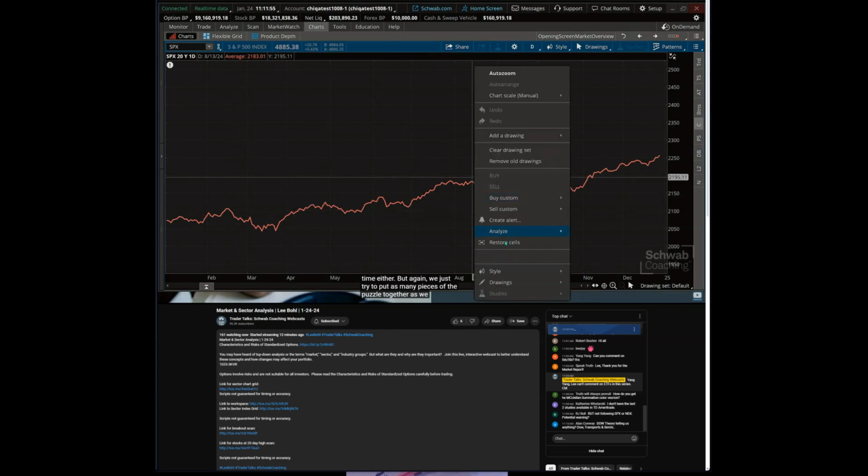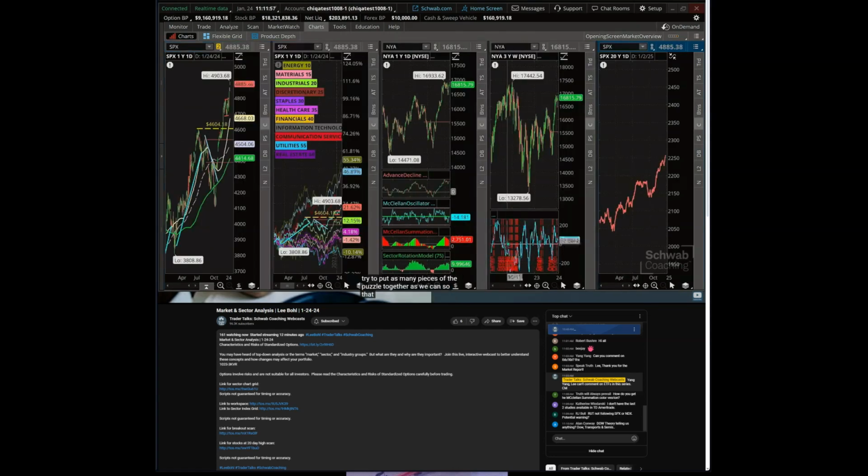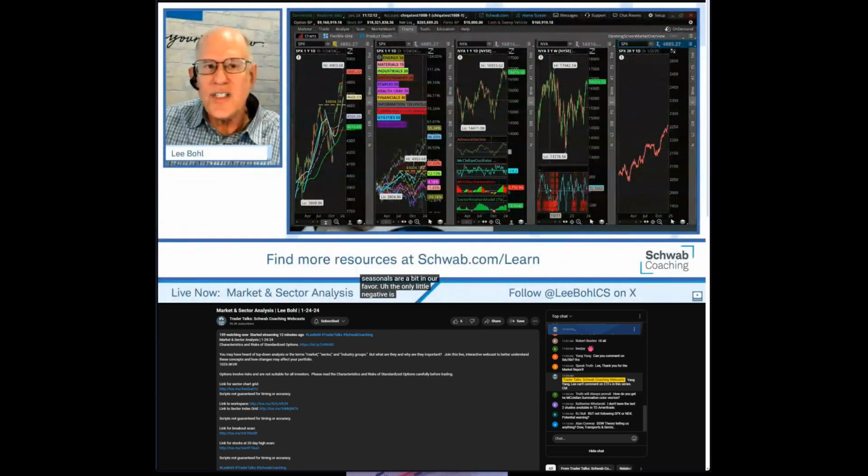So what have we learned so far? We've learned that the VIX signal is leaning towards the bullish side. We have a breakout on price. The seasonals are a bit in our favor. The only little negative is that we haven't got the McClellan oscillator back above zero, but it has turned. So some technical traders using those inputs might lean towards the bullish side on the market.